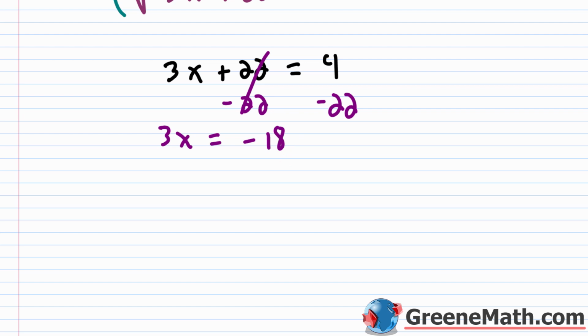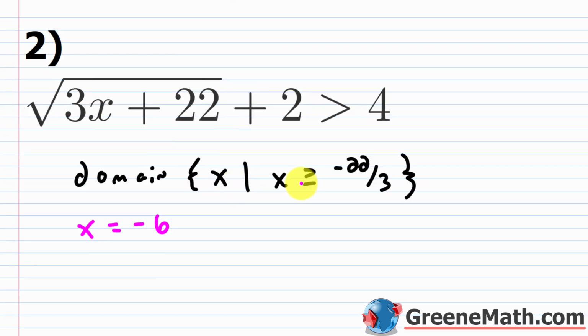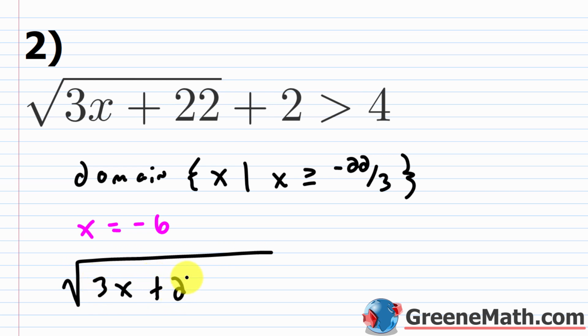And then as a final step, I'll divide both sides of the equation by 3. So now let's cancel this with this and say x is equal to negative 18 divided by 3, which is negative 6. So now we have our domain and we have our boundary. So what we'll do, I'm just going to rewrite this as the square root of 3x plus 22. What I'm going to do is subtract 4 away from each side of the inequality. So 2 minus 4 would be negative 2. So then minus 2, and this is greater than 0.